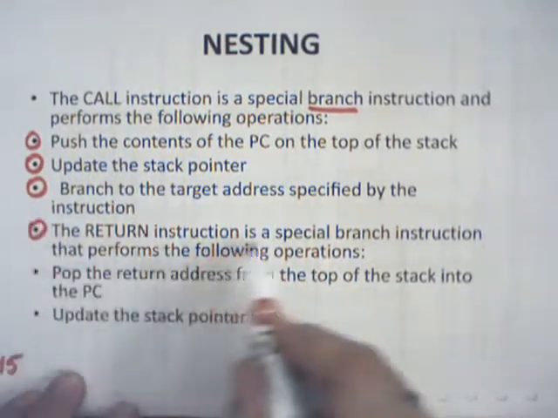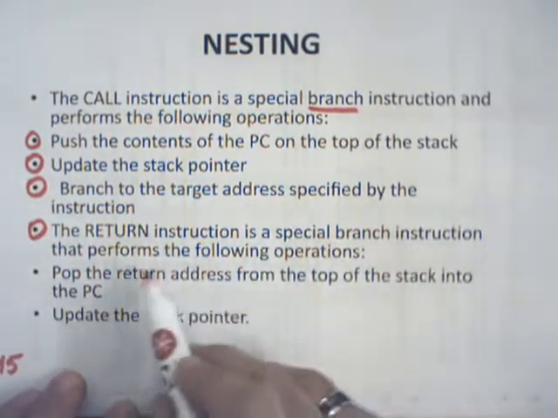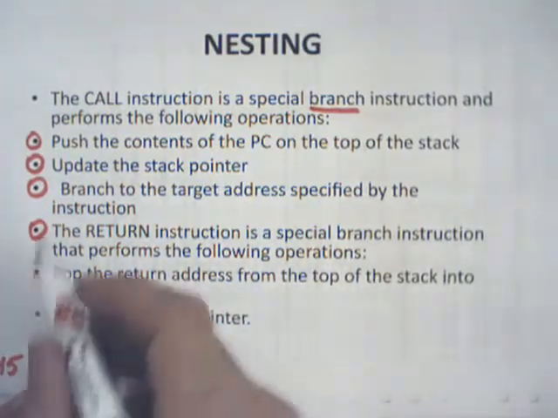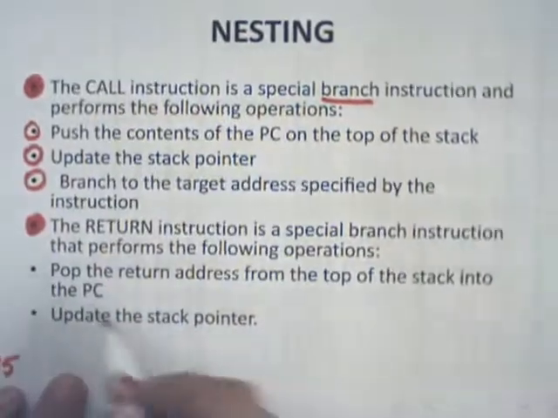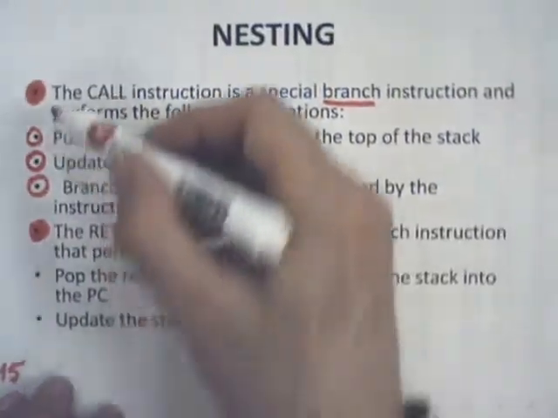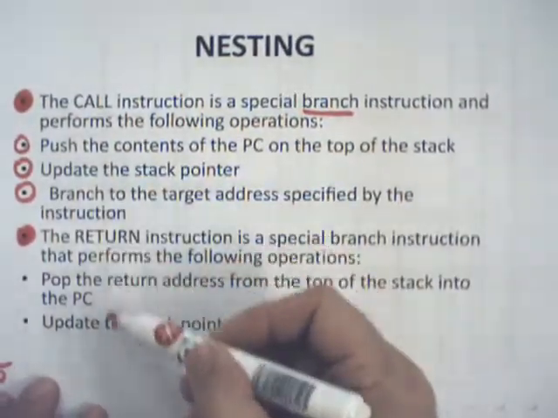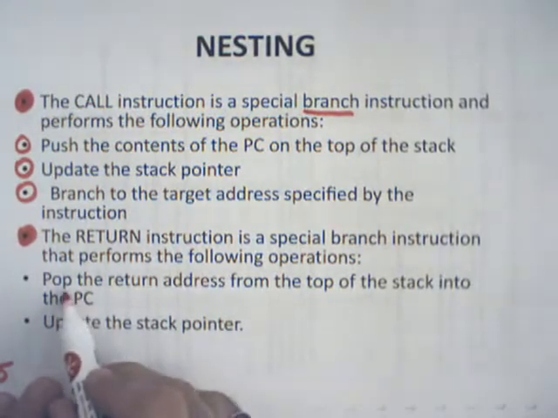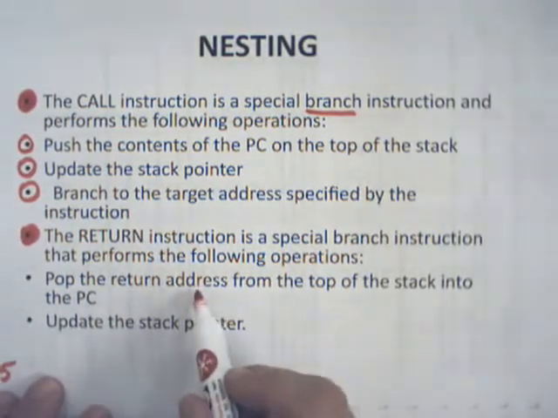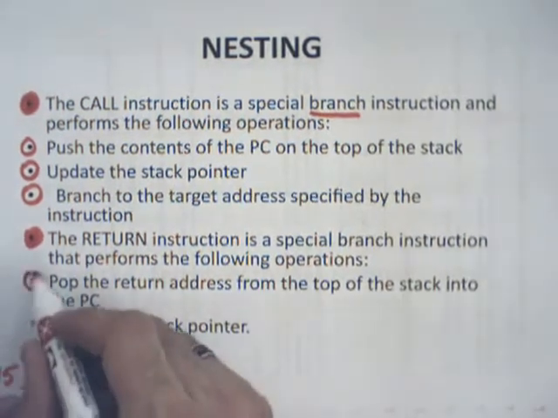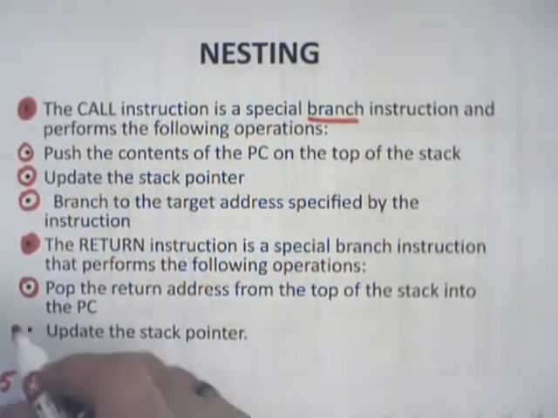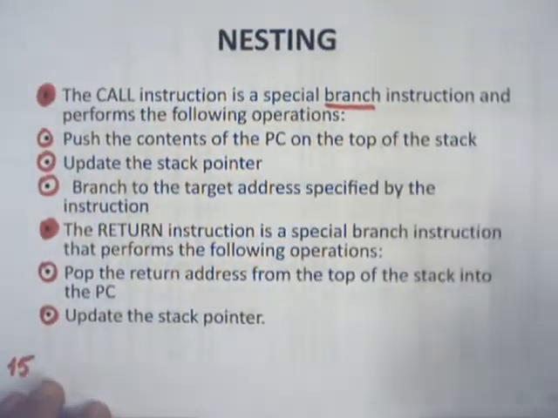The return instruction is a special branch instruction that performs the following operations. So these are two main headings. This is the reverse. So this is the calling, this is the returning part. In the return part, the return address information is popped from the top of the stack into the program counter, and the stack pointer is updated.